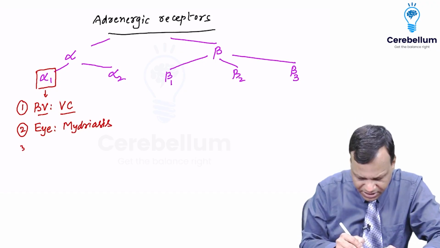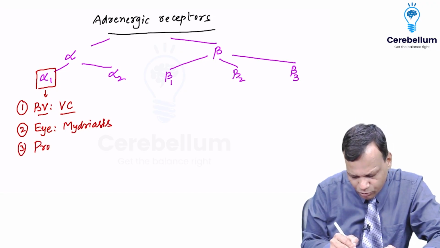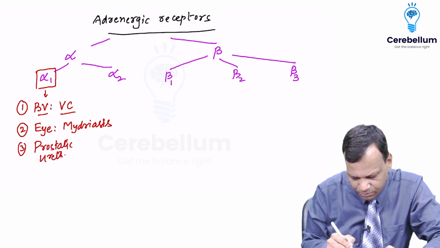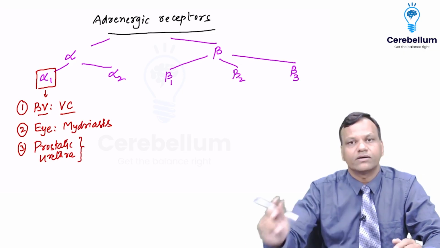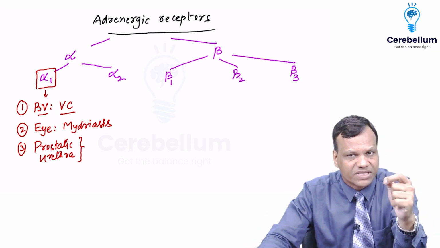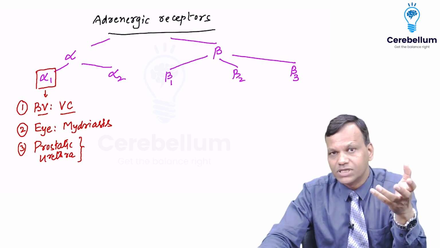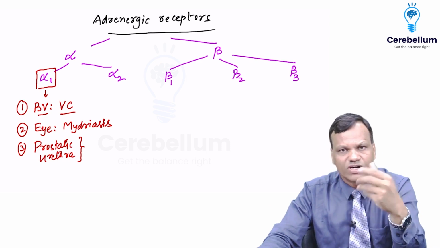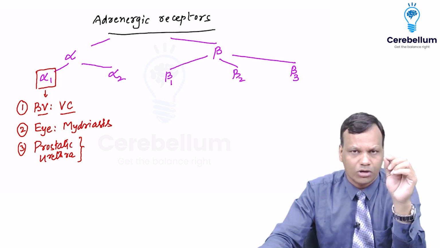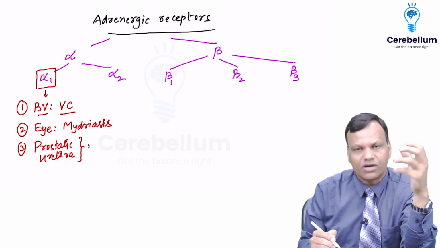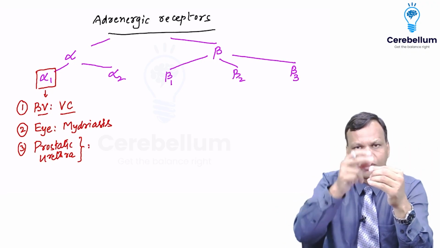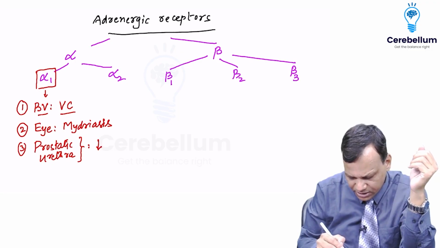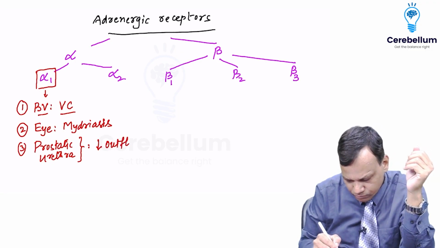And number 3, alpha 1 is present on the prostatic portion of the urethra. And what is the effect of the sympathetic system on urine outflow? Yes, it decreases urine outflow. And for decreasing urine outflow, what should happen to the urethra? It should contract. So alpha 1 receptor causes contraction of the urethra, so urine cannot be passed. So it results in a decrease in urine outflow.